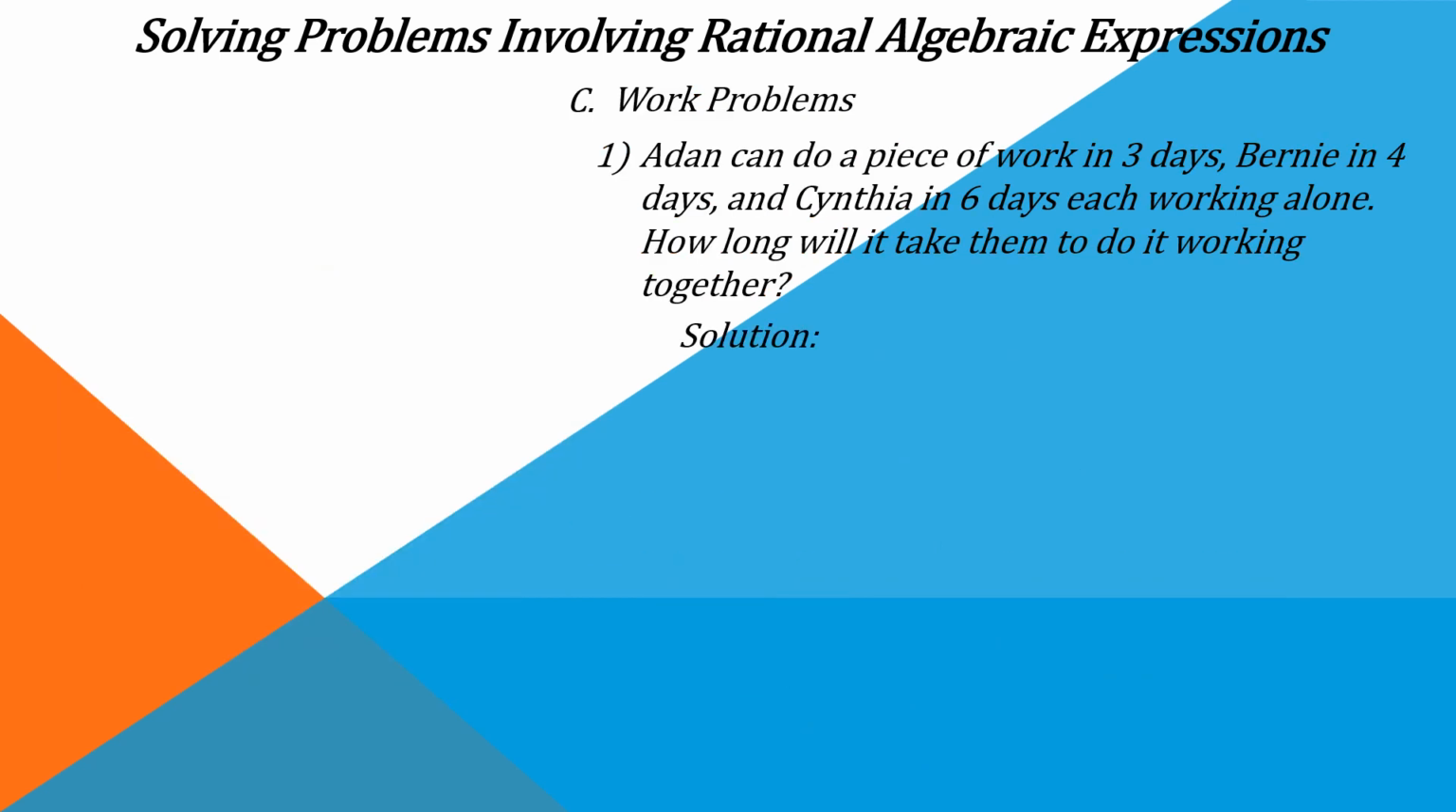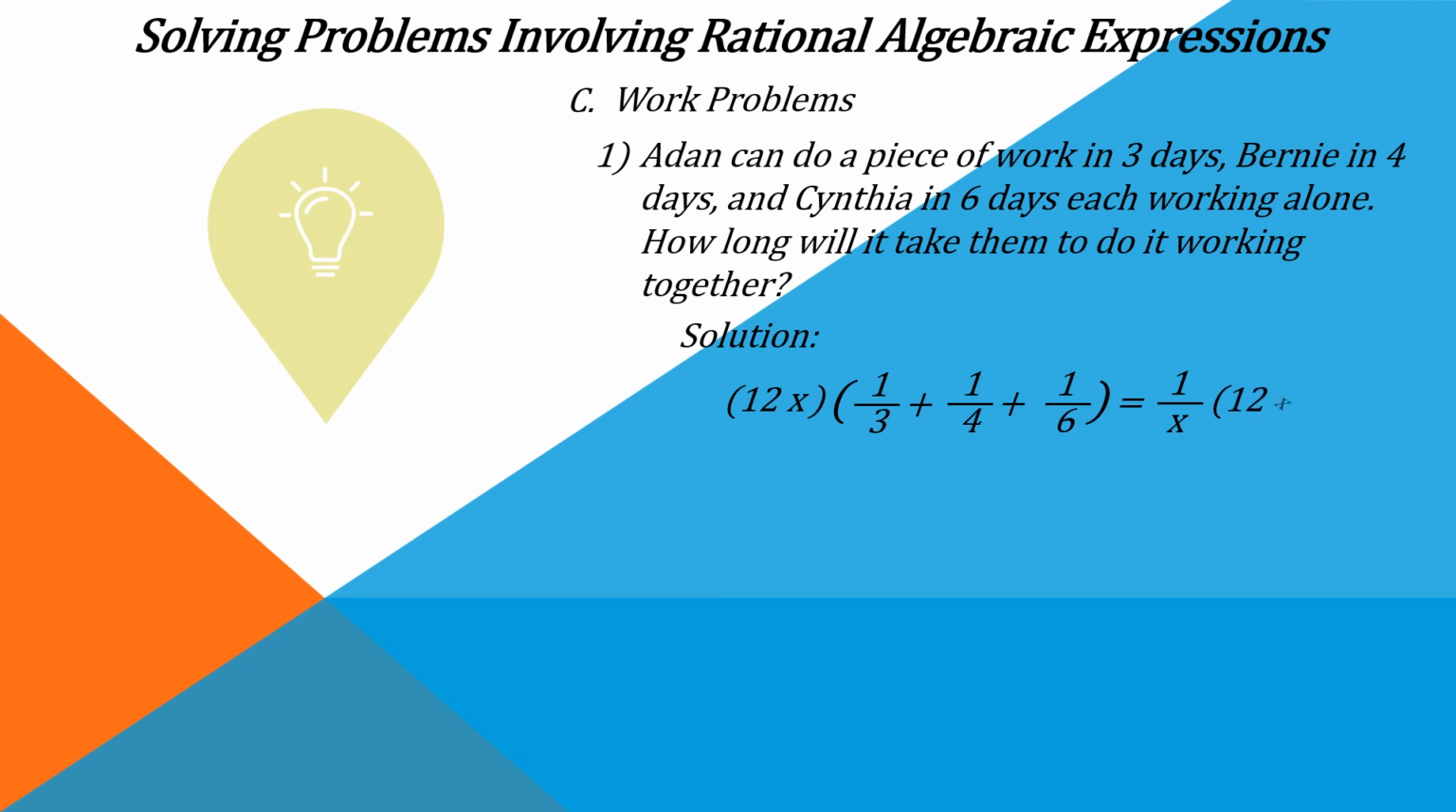Simplifying the equation, we have 12x multiplied by 1/3 plus 1/4 plus 1/6 is equal to 1/x multiplied by 12x. So simplifying the equation, on the left-hand side we will distribute this 12x to 1/3, 1/4, and 1/6, and we will multiply these terms.